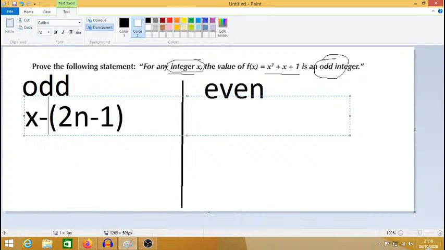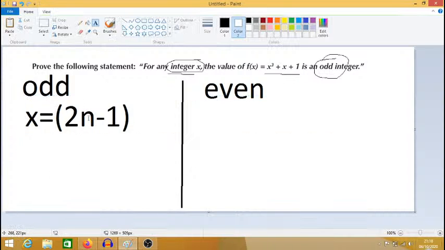So I can say the number that I'm going to put in, the x, is going to come from any number you like, times by 2, take away 1, and I know that is definitely going to be an odd number. So let's try that. Let's put in 2n minus 1 into the equation, into the function.